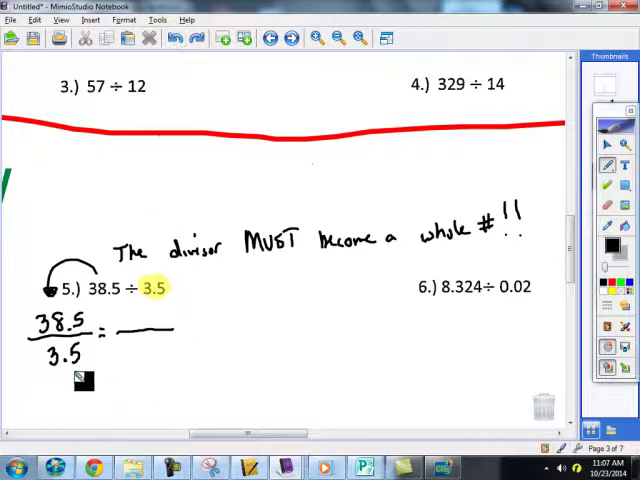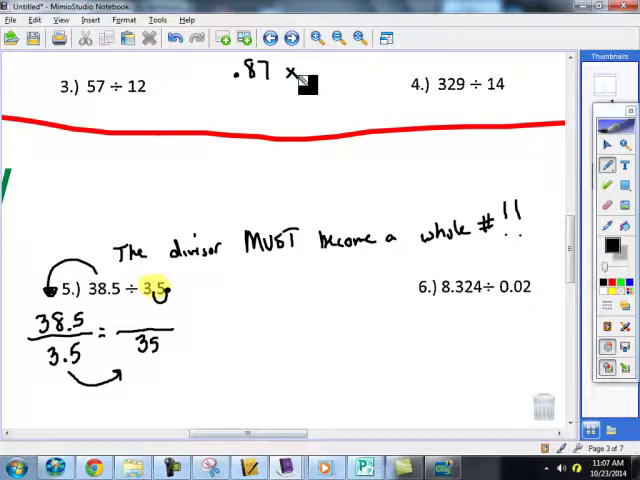So what we're going to do, rather than trying to figure out what we could multiply by, is simply move the decimal. We're going to take that decimal and move it to there. So we're basically making that new divisor 35. Now, I'm going to remind you real quick, we went over this yesterday.